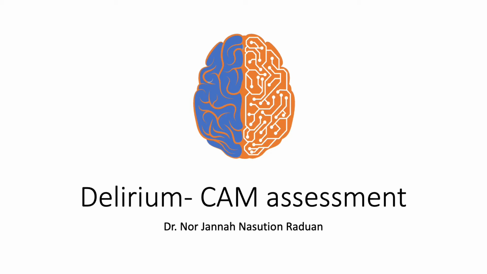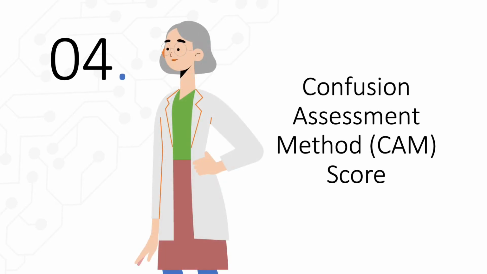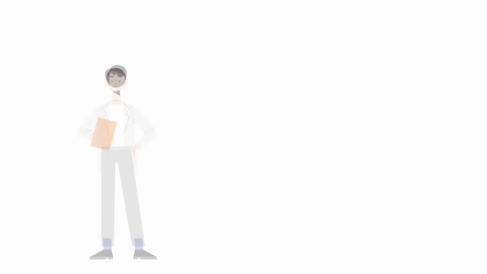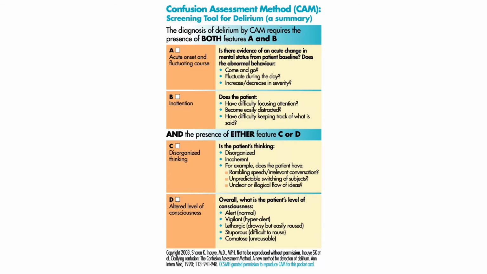Hi everyone, welcome back. Moving on to delirium assessment using an assessment tool called CAM. CAM is short for Confusion Assessment Method score. There are many screening tools available to assess delirium, which are Confusion Assessment Method (CAM), Confusion Assessment Method for ICU (CAM-ICU), Richmond Agitation Sedation Scale (RASS), and Nu-DESC. Today, we will focus on the Confusion Assessment Method, CAM. It is a screening tool for delirium.